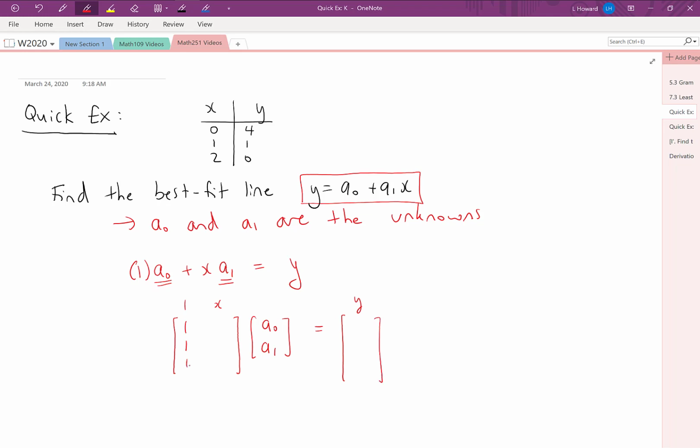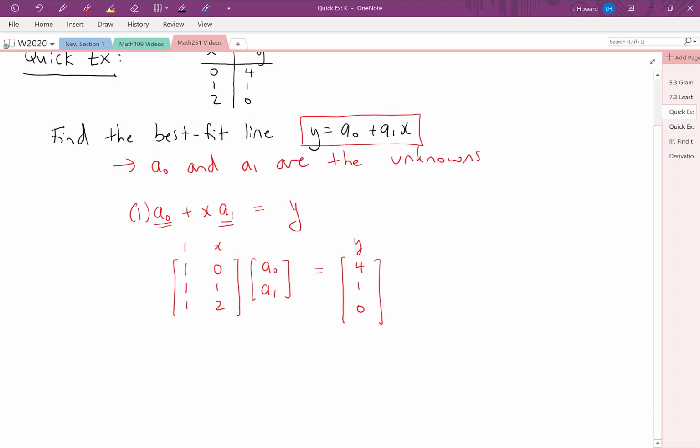Okay, so we need to write 1, 1, 1. And then we'll fill in our x values, so 0, 1, and 2. And then on the right side, putting in the y values that were given in the question. So there we go. That's the system that we need to solve to find the best fit line.